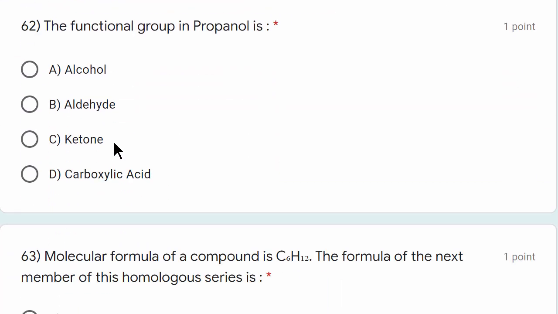Okay. 62. The functional group in propanol. So propanol is an alcohol. Propanal would have been an aldehyde. Propanone is a ketone. Propanoic acid is a carboxylic acid. So in this case, it is an alcohol.